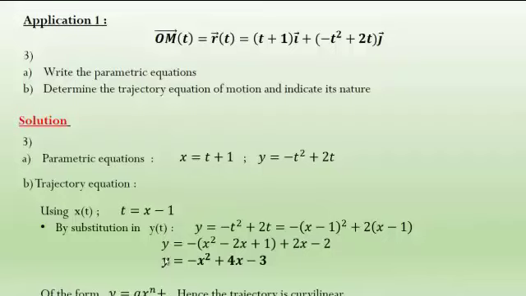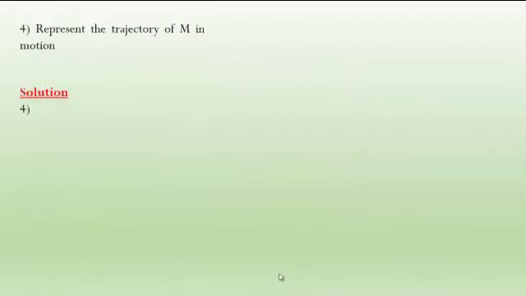Now, after finding the equation, we want to indicate the form of the trajectory, its nature. In order to indicate its nature, we compare it to the equations. We notice that this equation is of the form y equals ax to the power n, where n is bigger than 1. Then this equation is the equation of a curve. This means the trajectory is curvilinear. Now, if the question was to represent the trajectory of M, we know that the trajectory is curvilinear, so if we want to represent it, we must have a curve.